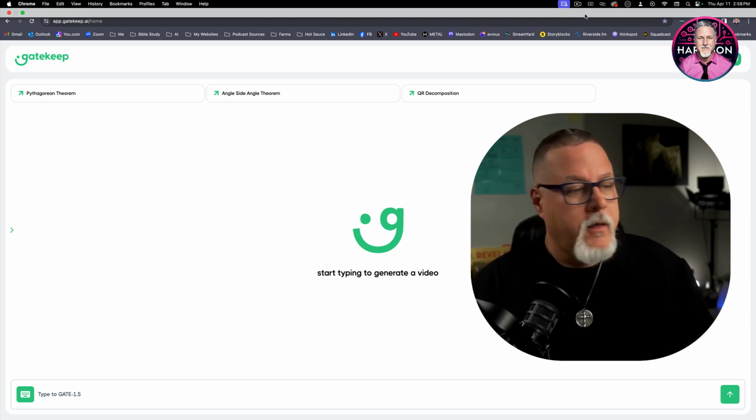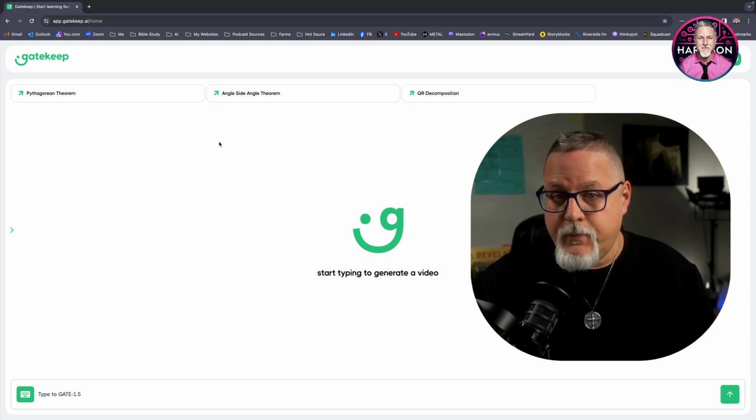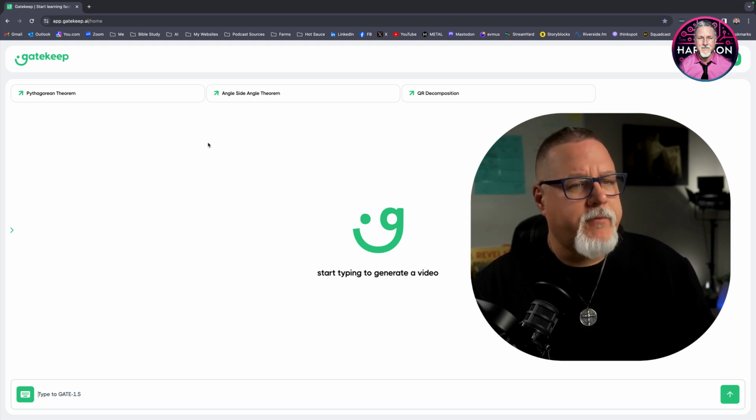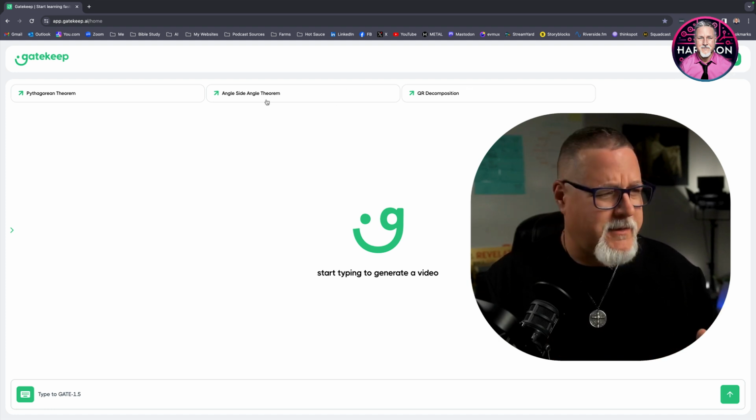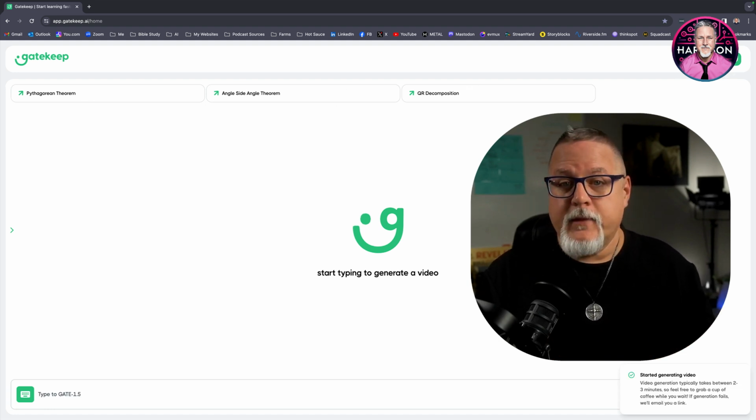So let's use one of their examples because I would assume it's going to give us a better result since they have it up here. So you can go down here at the bottom and just type in your prompt. They have like 3 examples up here. So let's click this Pythagorean Theorem. That's well above my pay grade. I used to know what that stuff was, but let's see how this thing performs.